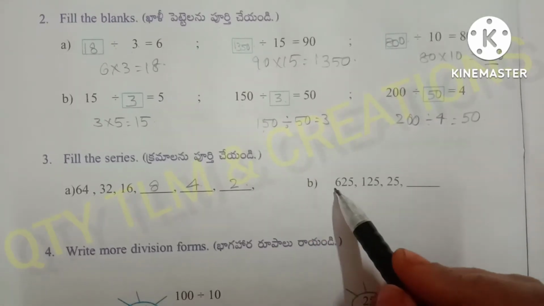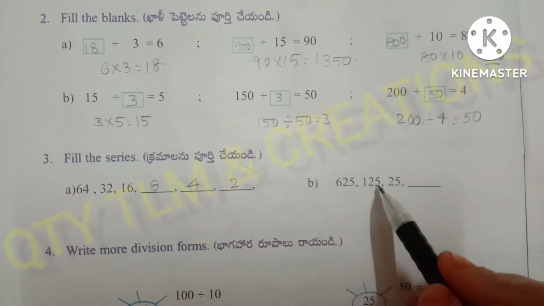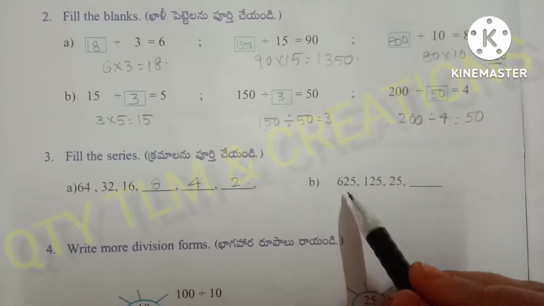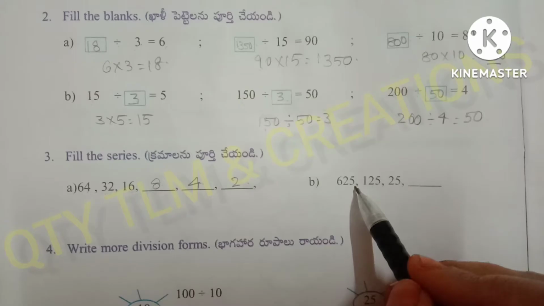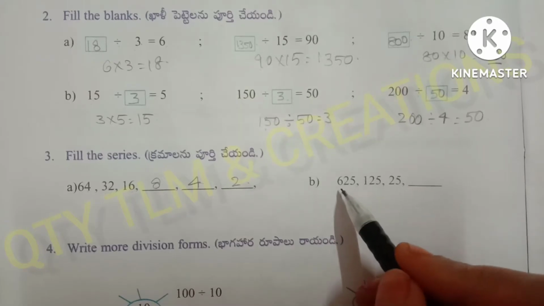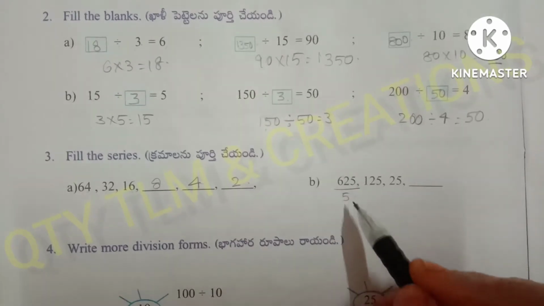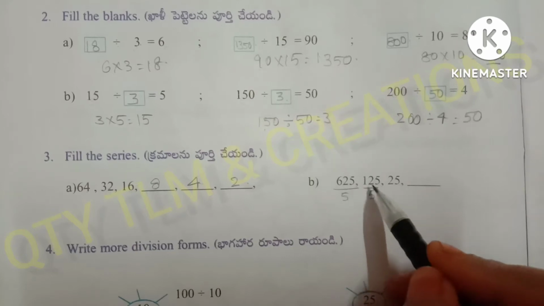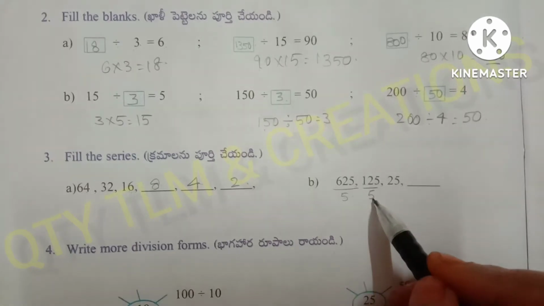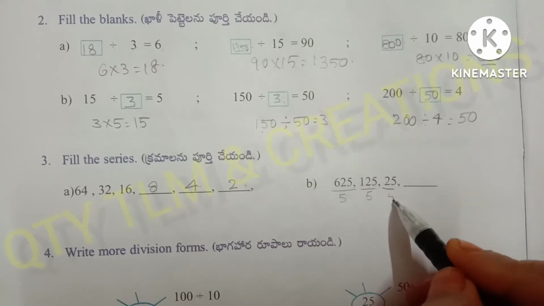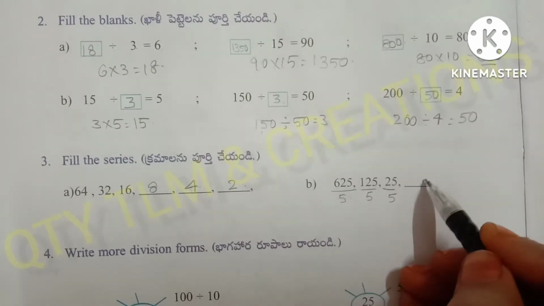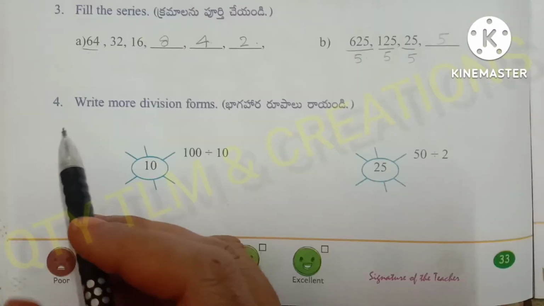Next, B: 625, 125, 25. Here 125 divides 625 for 5 times. So dividing by 5, we get 125. Here 125 divided by 5, we get 25. 25 divided by 5, we get 5. Next question.